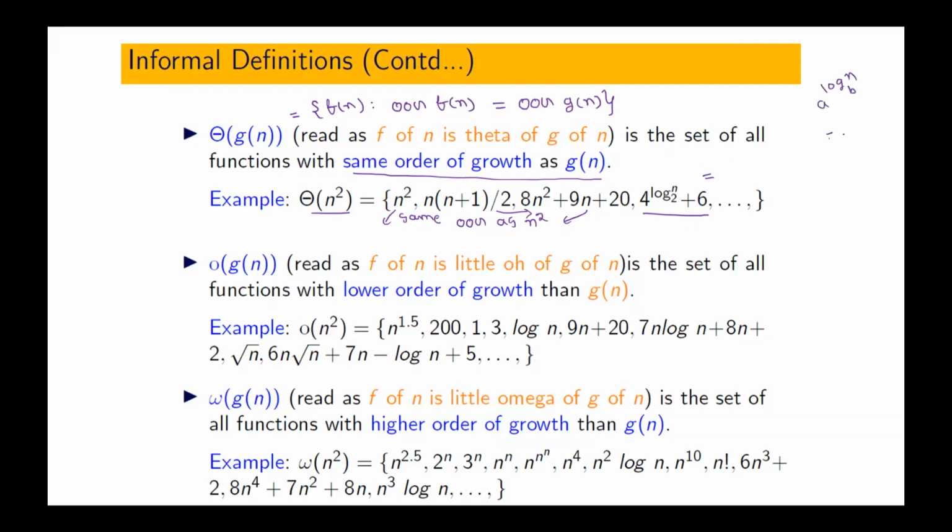This is the same as n power log a base b, we know this now. So this can be written as n power log 4 base 2 plus 6. We know that log 4 base 2 is 2. It is n square plus 6. What is the order of growth? N square. So this is also n square. Order of growth is n square. Now you tell me, is this set finite or infinite? Unlike the other two sets, is it finite or infinite?